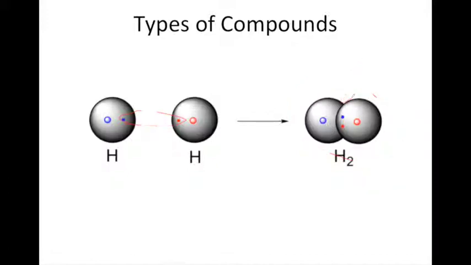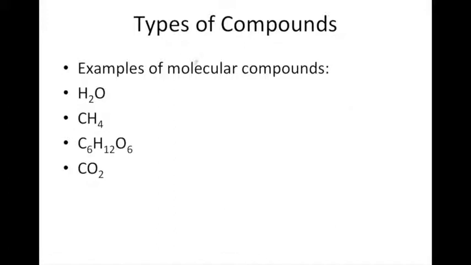Some examples of molecular compounds: H2O, water; CH4, methane; C6H12O6, glucose; CO2, carbon dioxide. In all of these, you notice that they're all composed of nonmetals: carbon, hydrogen, oxygen. Any of the nonmetals, chlorine, bromine, phosphorus, sulfur, compose molecular compounds. There are generally no metals in molecular compounds.